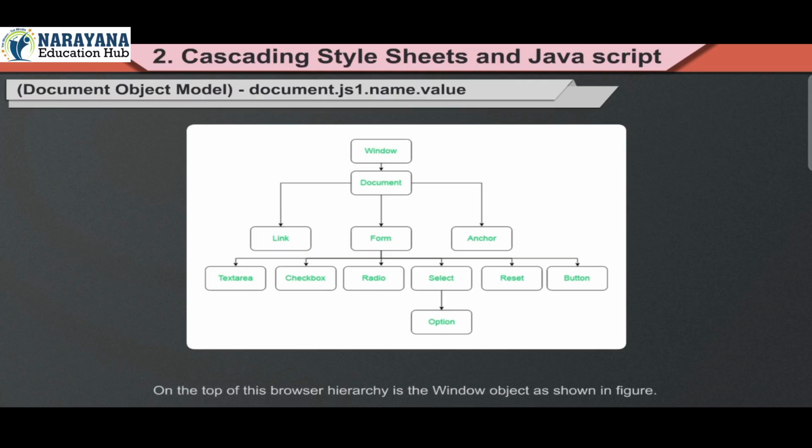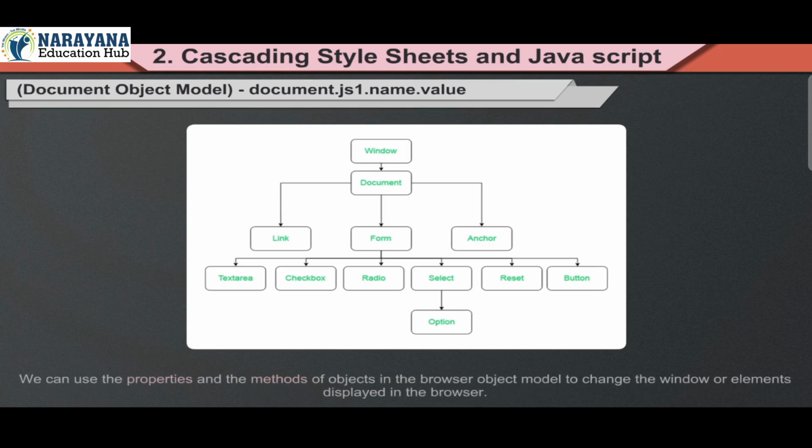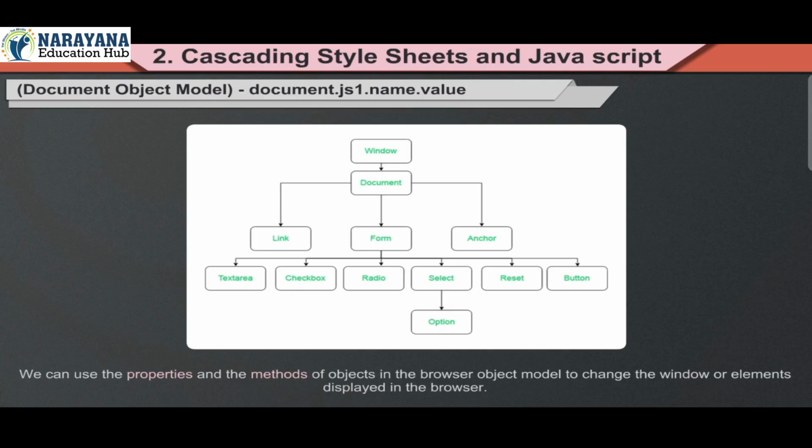On the top of this browser hierarchy is the window object, as shown in this figure. It represents the hierarchy of the entire browser along with the toolbar, menu, status bar, web page, and many more. We can use the properties and methods of objects in the browser object model to change the window or elements displayed in the browser. We do not have to create an object in the browser object model. They are created automatically when the browser opens the web page.